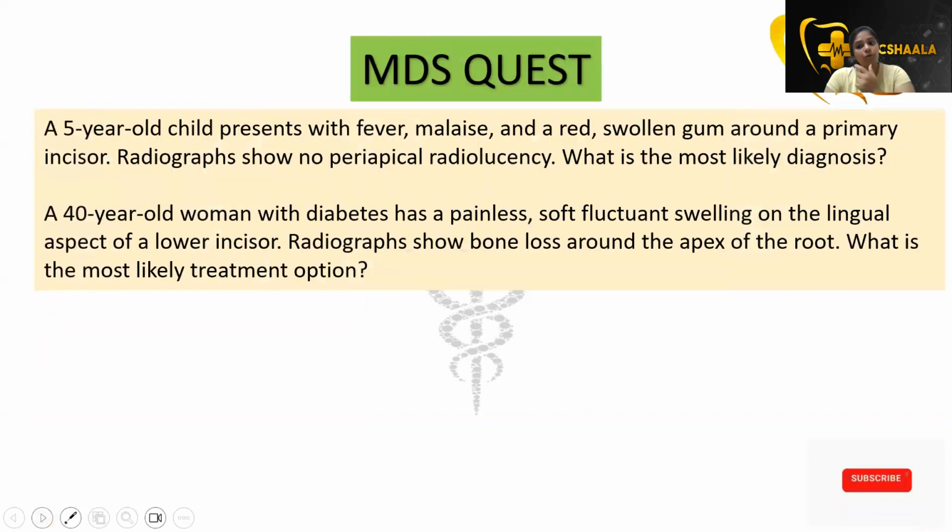So I have two more bonus questions for you. Just make a note of these questions. I'll keep these questions in the comment box below also, and just answer them. This is very important: the differential diagnosis of these three abscesses, periapical, periodontal, and gingival. So it's based on these.